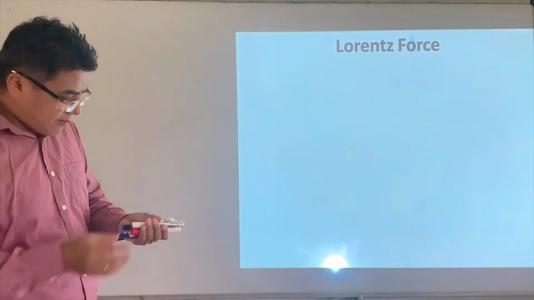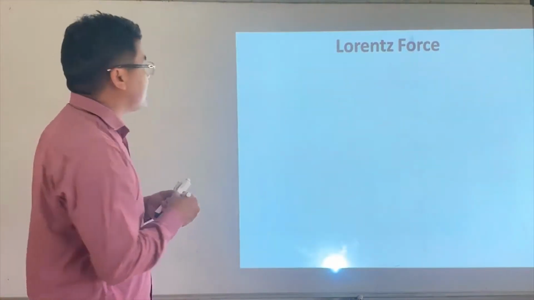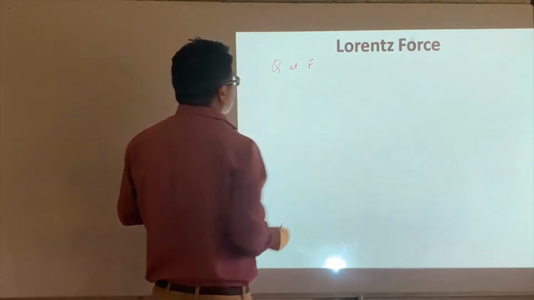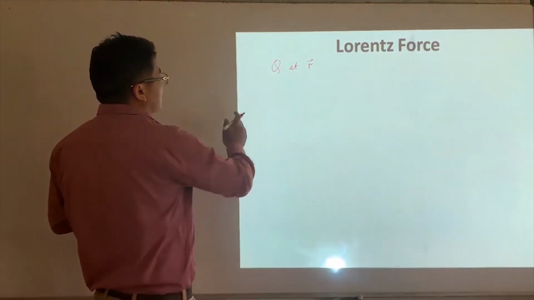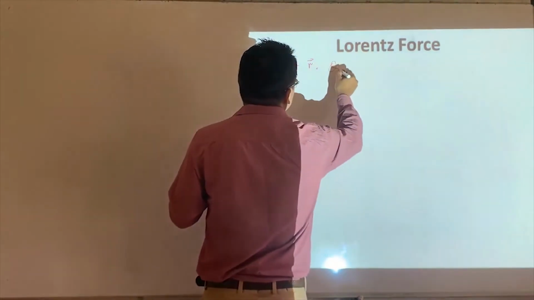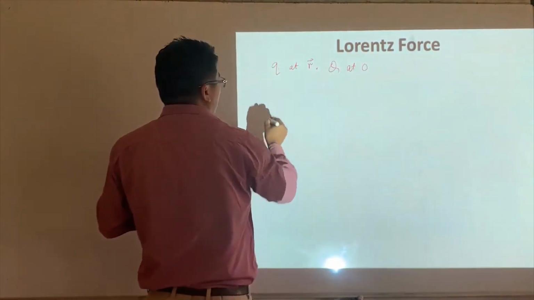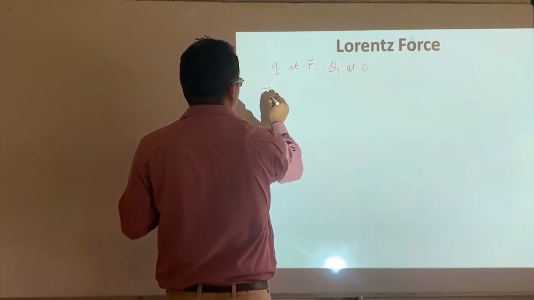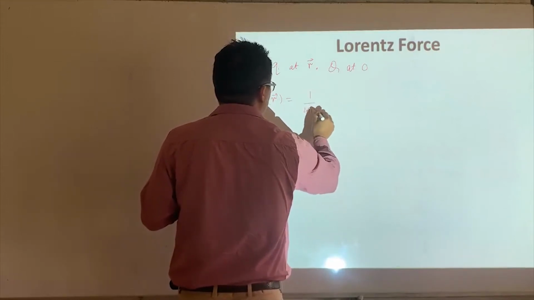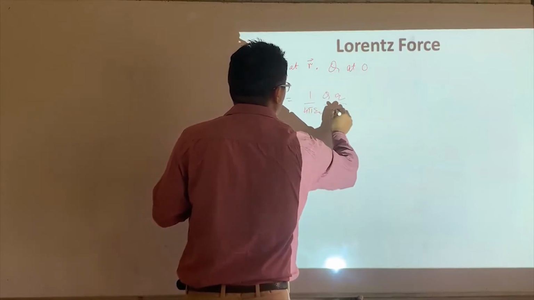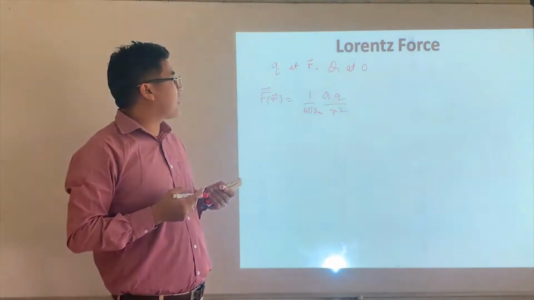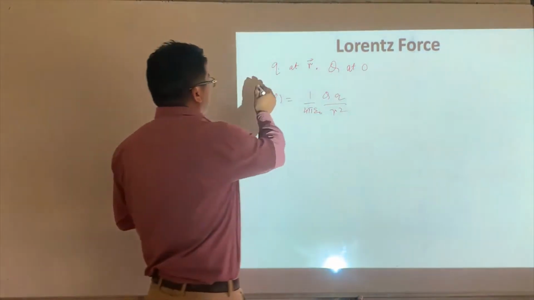But first let me do a small recapitulation of electrostatics, right? So if I have a charge, let's say charge Q at the origin, and a small charge q at position r with respect to charge Q, then the electric force on small q would be equal to 1 by 4 pi epsilon naught, Qq divided by r square. This is the electrostatic force experienced by q due to capital Q. This is what we call the electrostatic force.